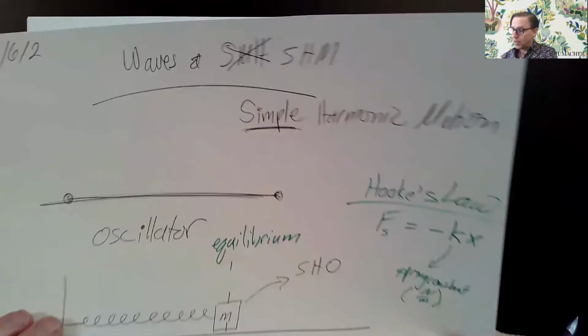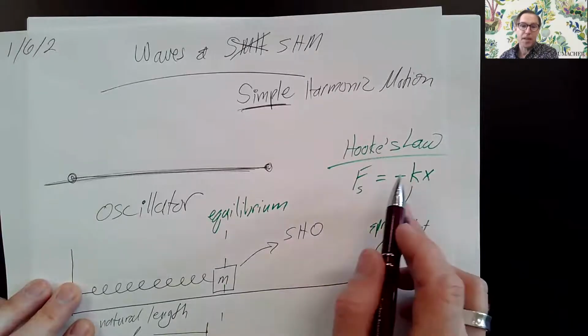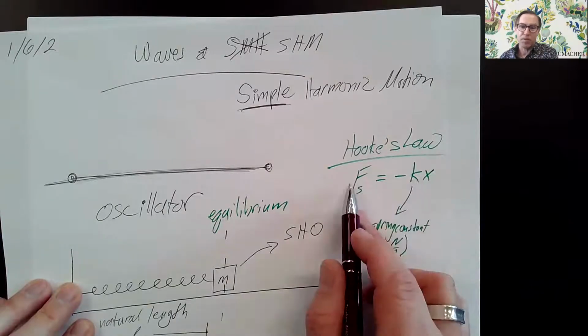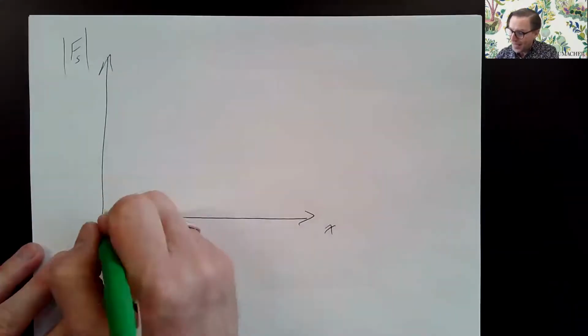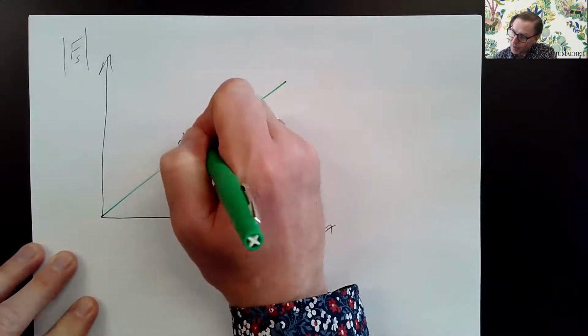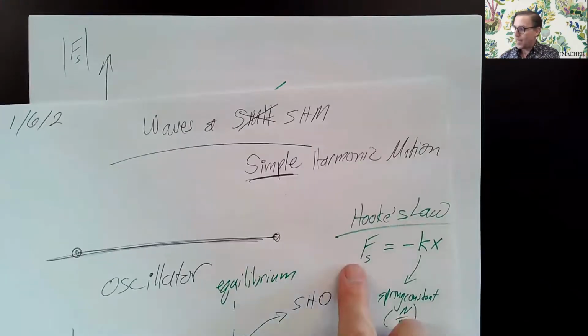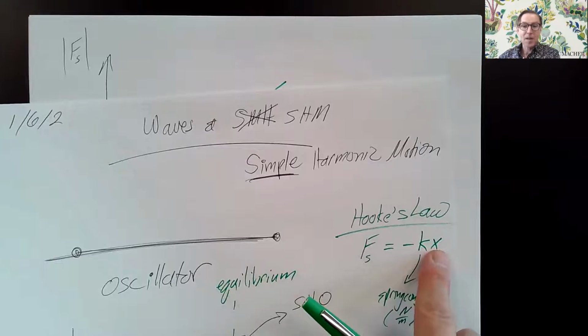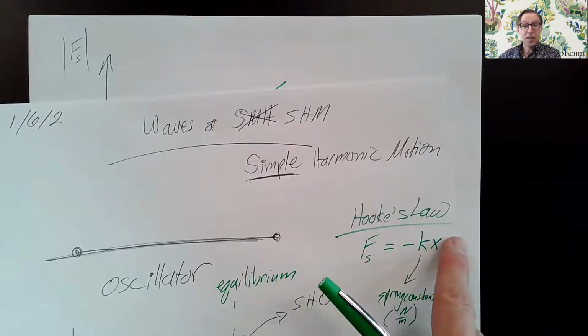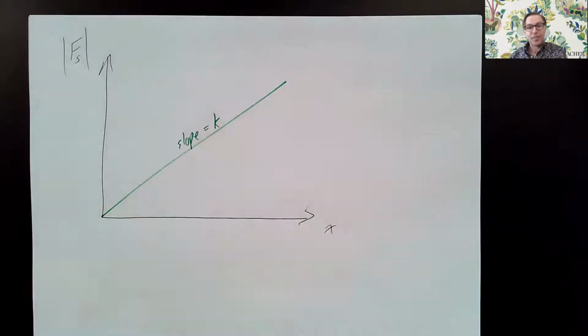When we're here, the force exerted is 0. And then as I go farther and farther, linearly, I double the displacement, I double the force. I triple the displacement, I triple the force. I quadruple the displacement, I quadruple the force. So I'm going to get a line, and the slope of this line is k. Y equals mx plus b. There's no plus b, so b is 0. That's why my intercept is right here. And the slope is k.